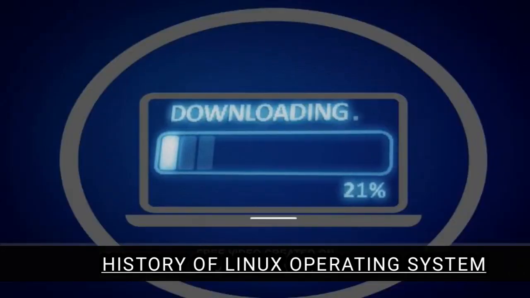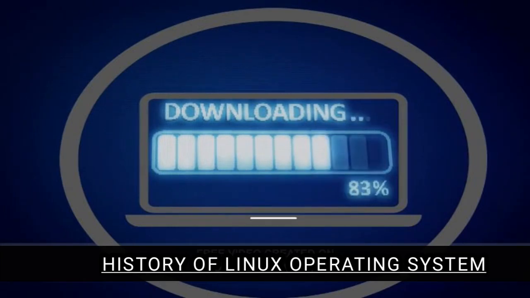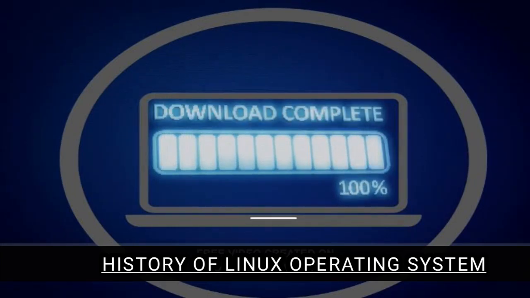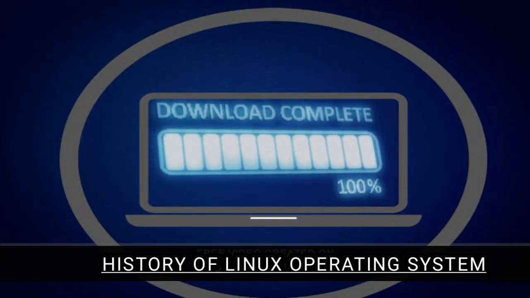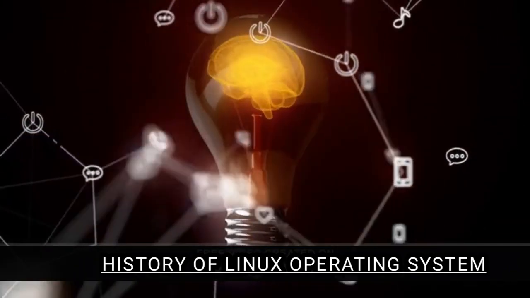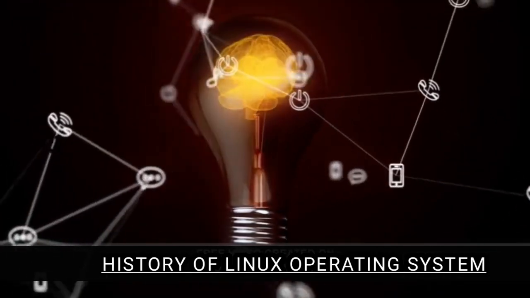Ubuntu. Ubuntu is one of the most popular Linux distributions and is known for its ease of use and user-friendly interface. It is based on the Debian operating system and is popular among home users and businesses. Debian. Debian is a stable and reliable Linux distribution that is widely used in server environments. It is known for its package management system, which makes it easy to install and update software.